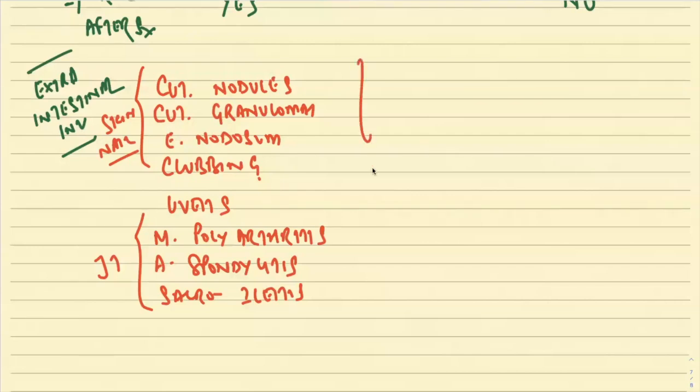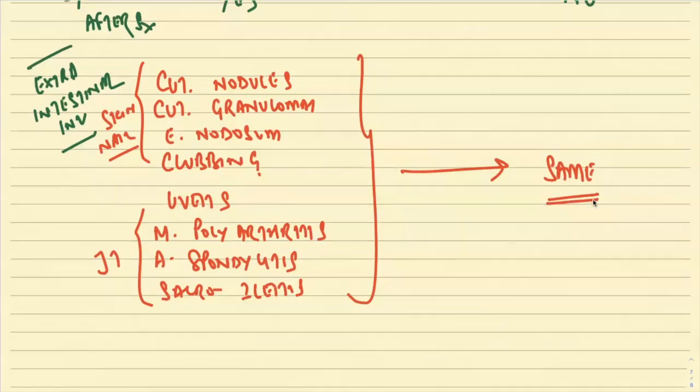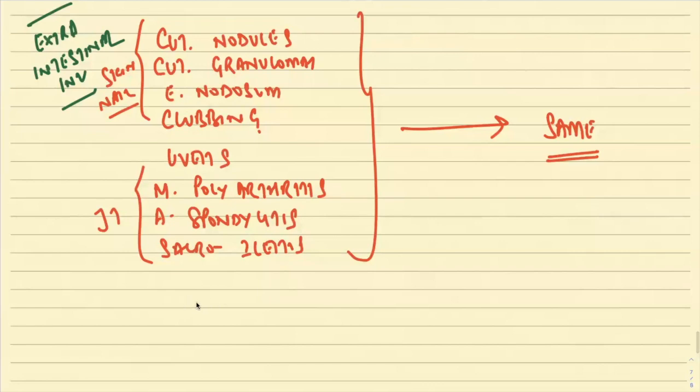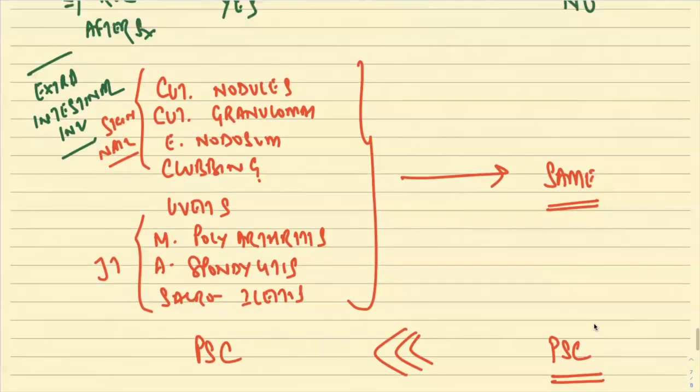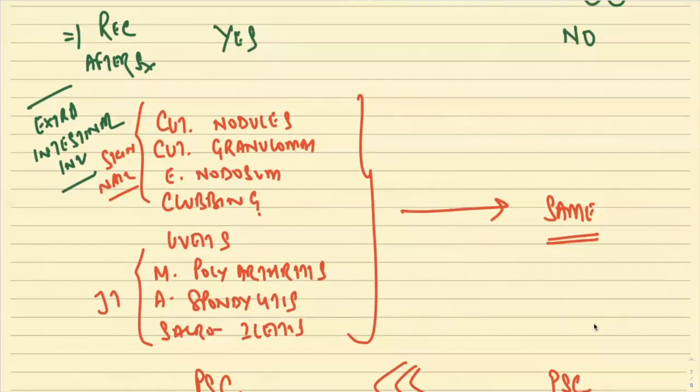And all these involvements are very much the same in case of ulcerative colitis. But there is one important MCQ over here that I want to discuss, which is the presence of primary sclerosing cholangitis. It is present in both the conditions, but it is much more common in case of ulcerative colitis. So with this, we have discussed all the important features, including the extraintestinal involvement.